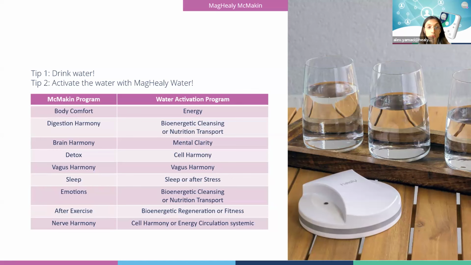And there you can, of course, always combine body comfort with energy, digestion with bioenergetic cleansing or nutrition transport, brain harmony with mental clarity, detox with cell harmony, vagus harmony, sleep with sleep or after stress, emotions with bioenergetic cleansing after exercise, with bioenergetic regeneration, and nerve harmony with cell harmony. So those are just suggestions. Of course, you need to find your combination that actually fits what you need right now.